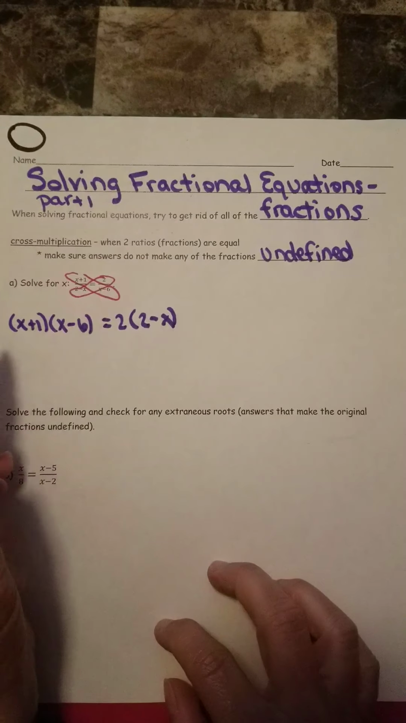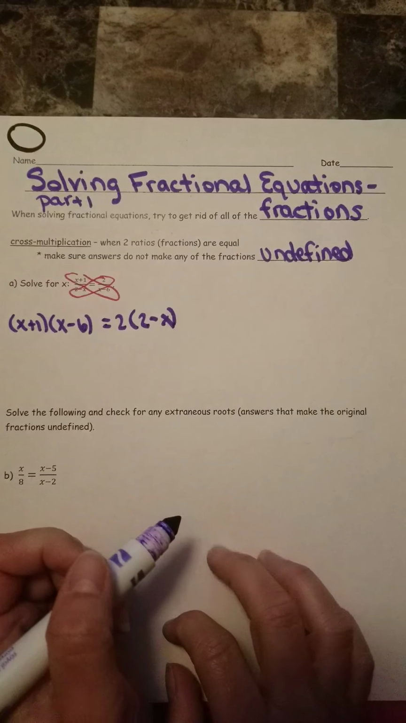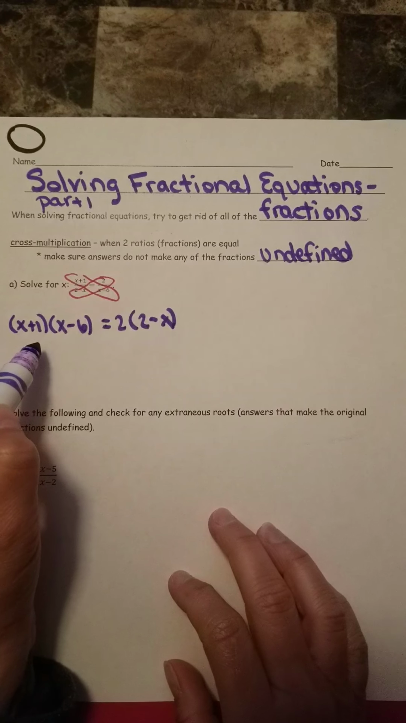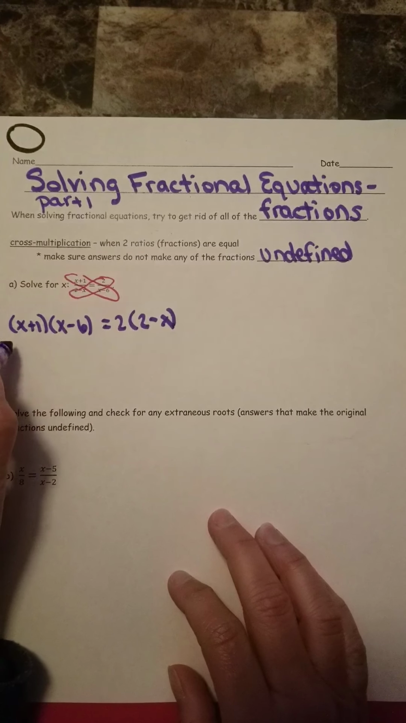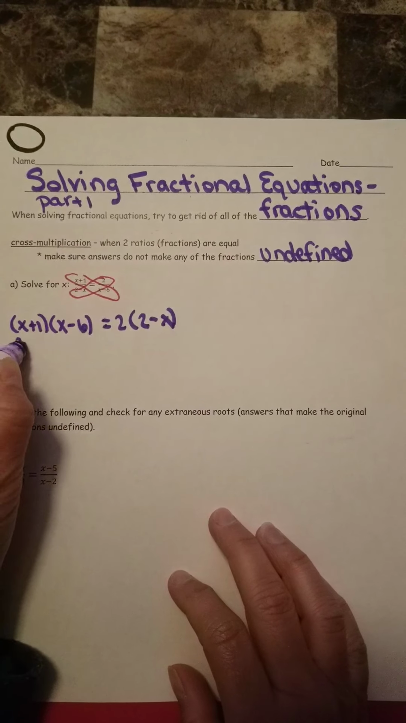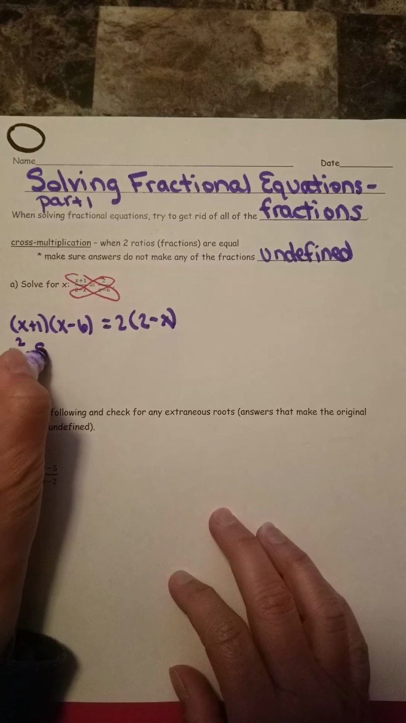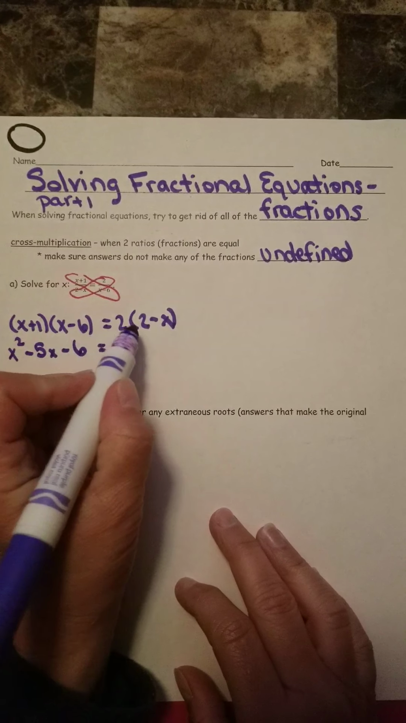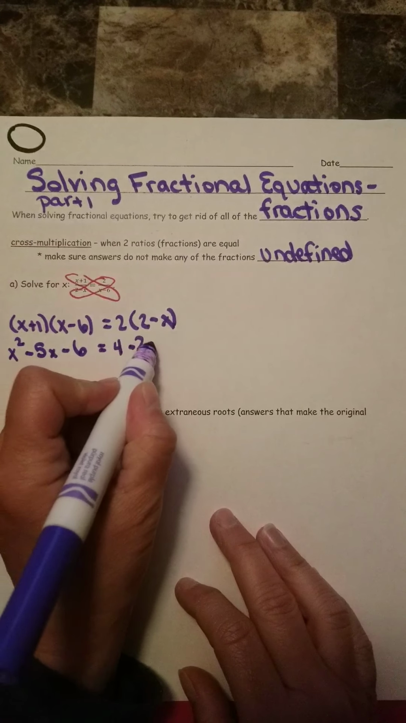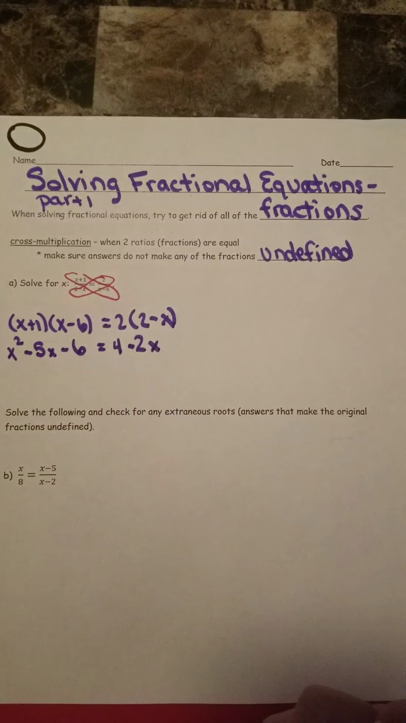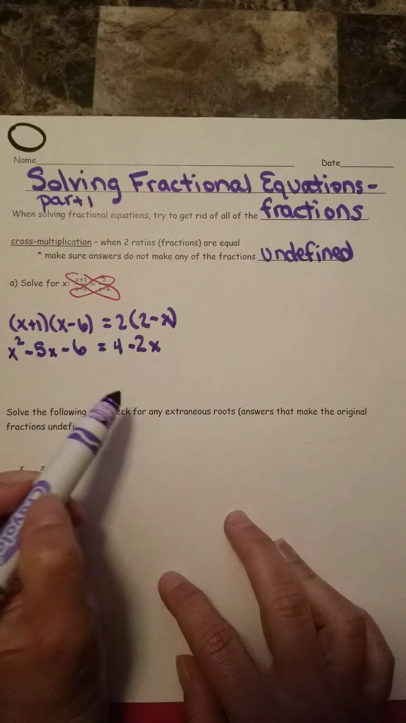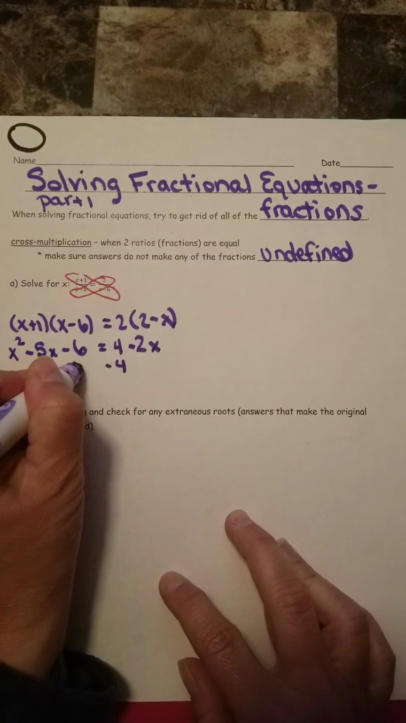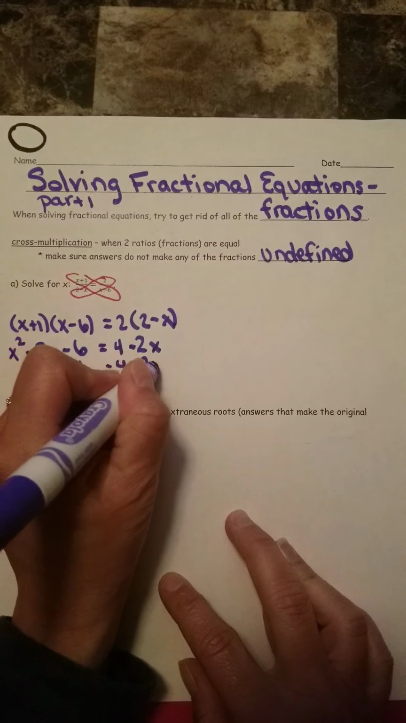Now we are going to get rid of the parentheses. If I multiply this with the boxes, I would get x squared minus 5x minus 6. On the other side, if I distribute, we would get 4 minus 2x. Because we have a power of 2, we want to get it equal to 0, so we're going to move everything to the x squared side. I'm going to subtract 4 from both sides, and I'm going to add 2x to both sides.